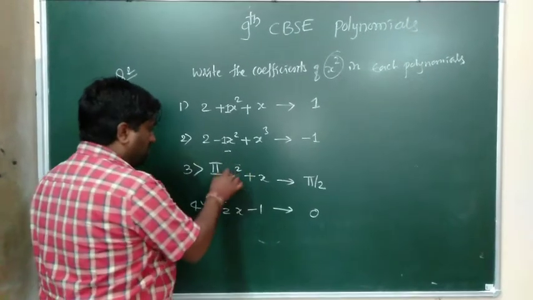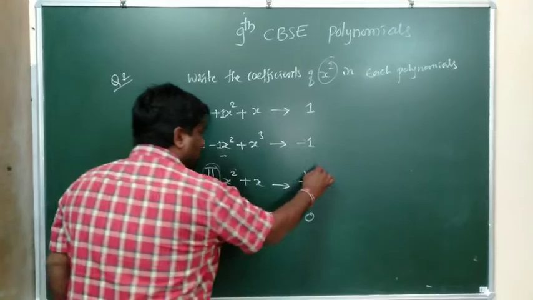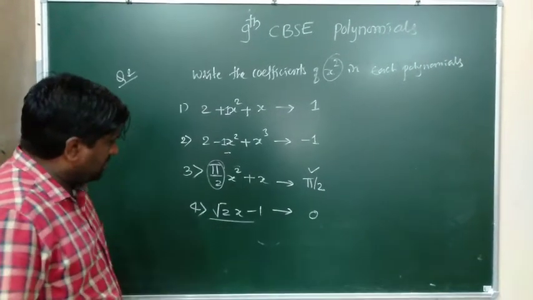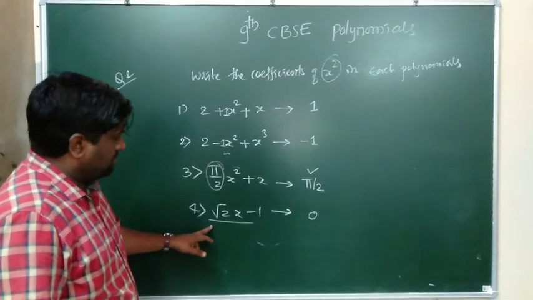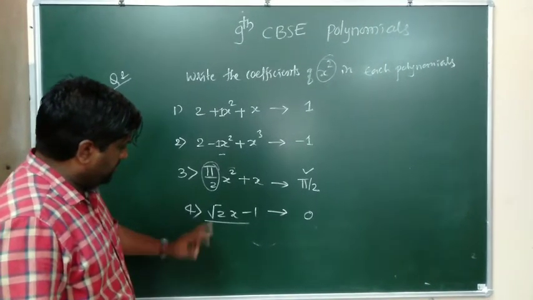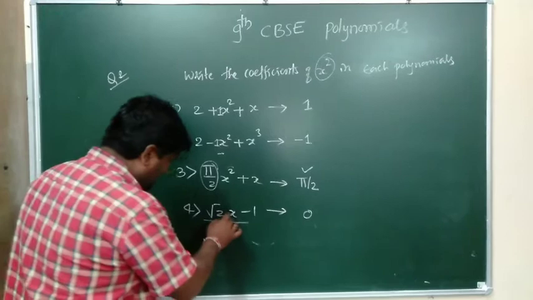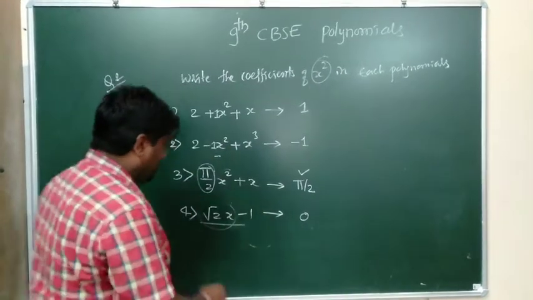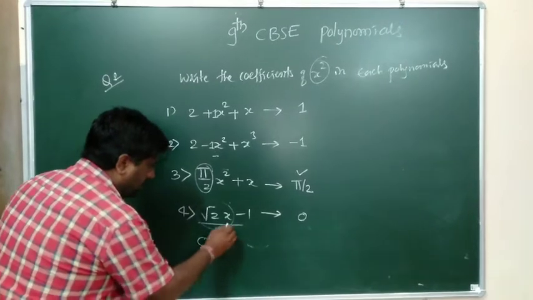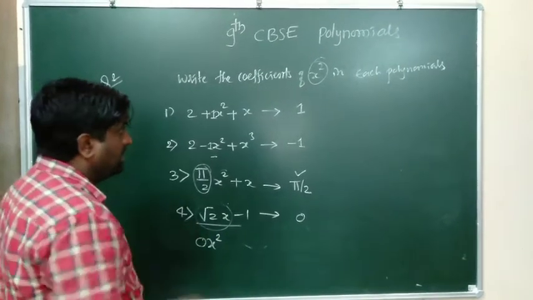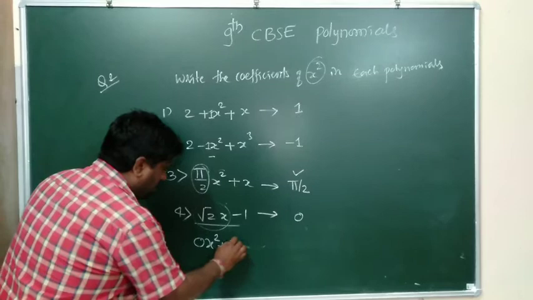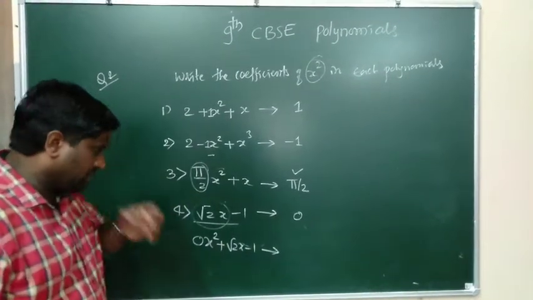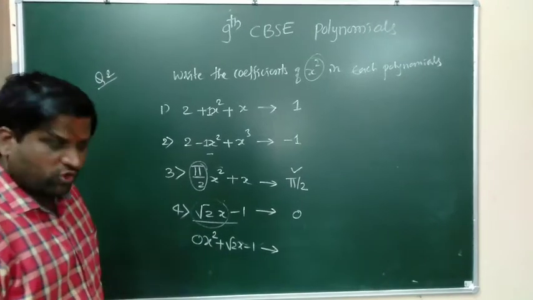So the coefficient of x square again. This is pi by 2. In this expression, in this polynomial, if you observe, even though it doesn't contain any x square, I will write it like this so that writing the coefficient of x square becomes easier.